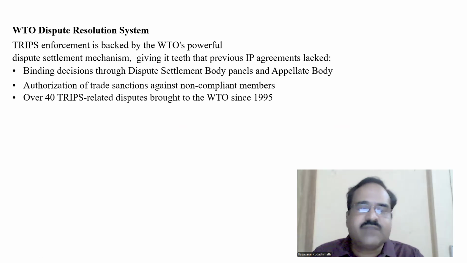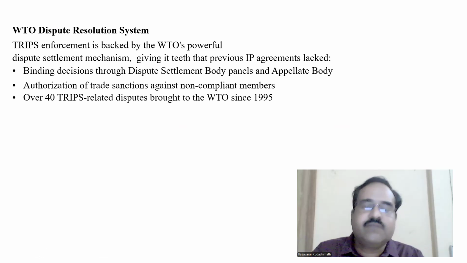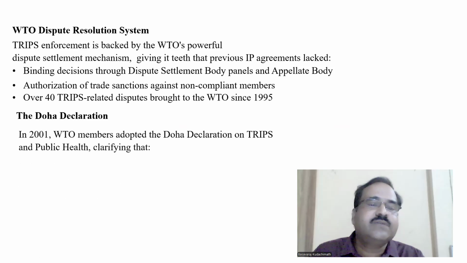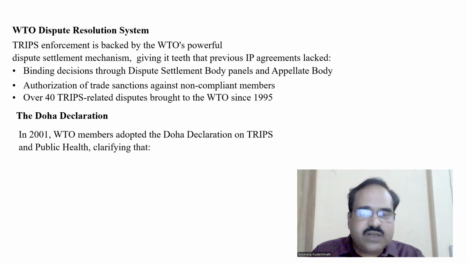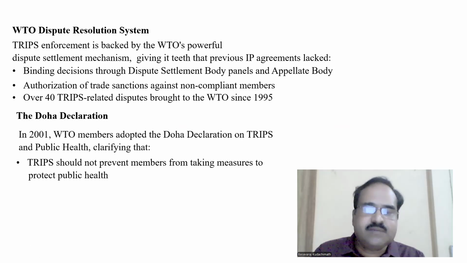Next one is the authorization of trade sanctions against non-compliant members. If at all any non-compliant members are there, it is authorized to disqualify. Over 40 TRIPS related disputes were brought to the WTO since 1995. The Doha Declaration: in 2001, WTO members adopted the Doha Declaration on TRIPS and public health. What is Doha? Doha is a place where the WTO members met together in 2001 and they brought certain changes to the TRIPS. The trade related intellectual property should not prevent the members from taking measures to protect public health.